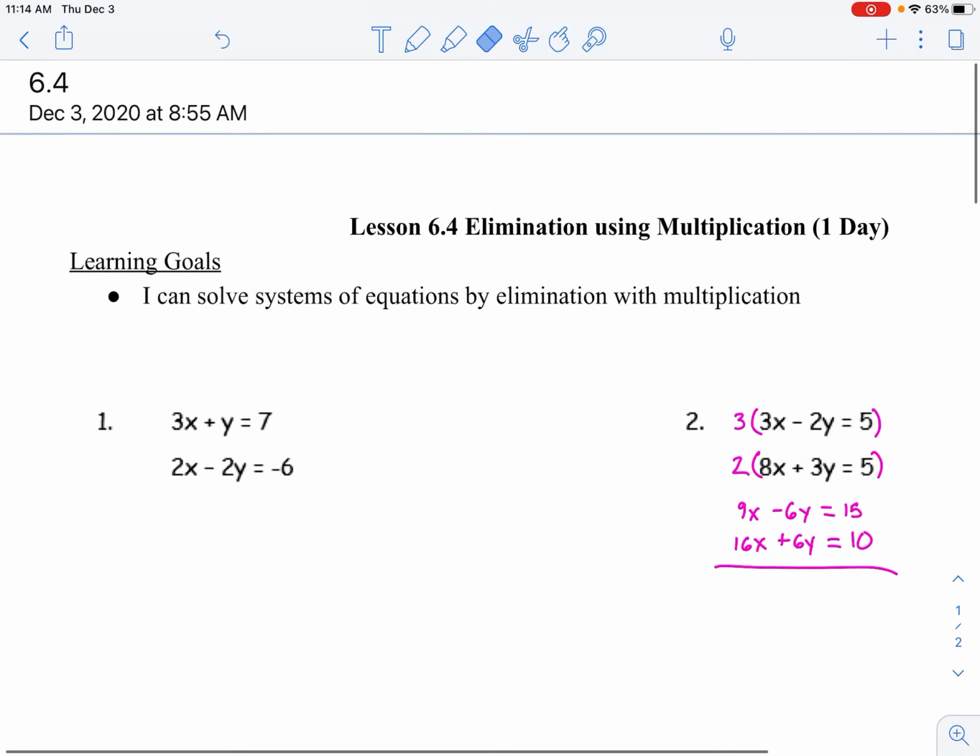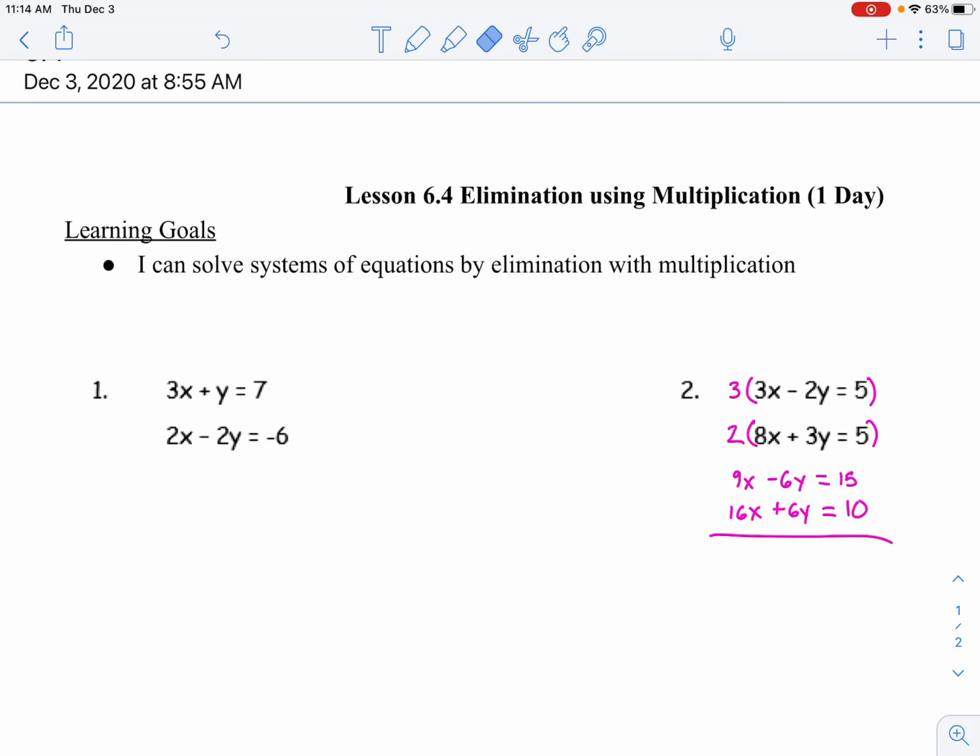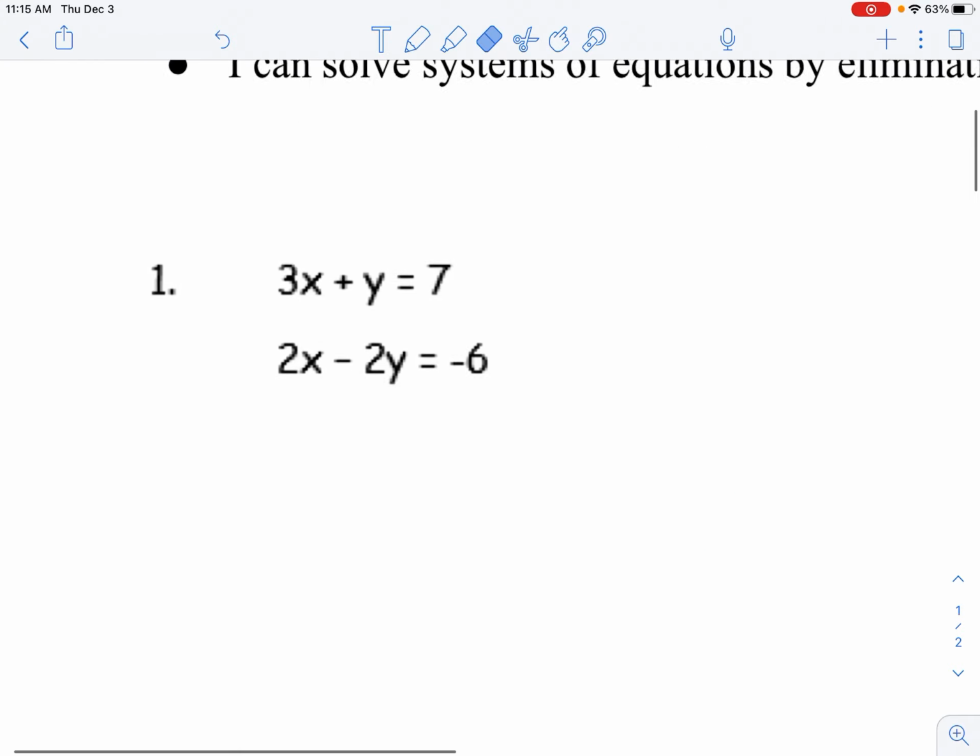Okay, we are going to work on elimination right now. This is just another form of getting rid of a variable so that we can solve. If you have not watched the previous video, I would watch that first before you watch this one. You won't be able to understand this one if you don't know what you're doing in the previous one. So let's start with this first one here.